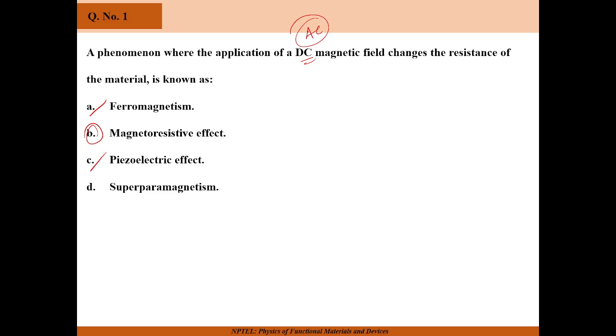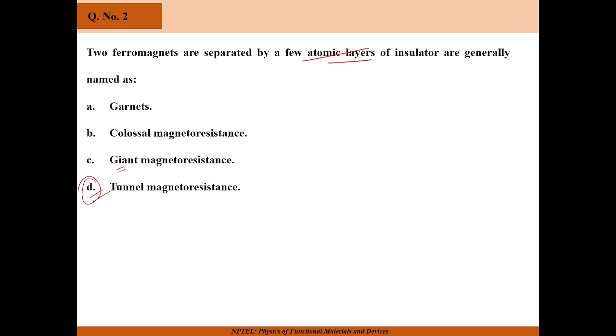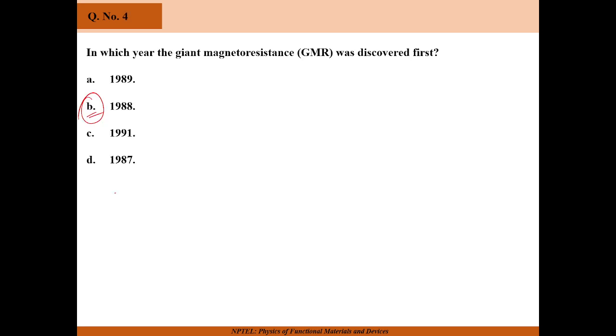First question: a phenomenon where the application of a DC magnetic field changes the resistance of a material is known as the magnetoresistive effect. Next question: two ferromagnets separated by a few atomic layers of insulator are generally known as tunnel magnetoresistance.